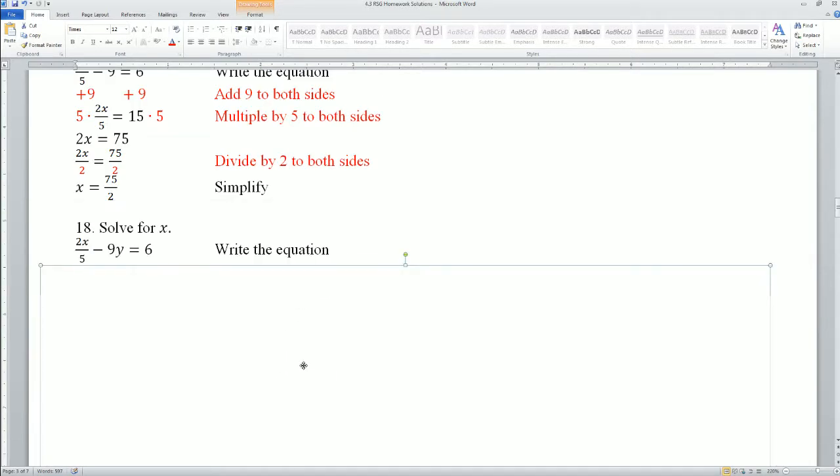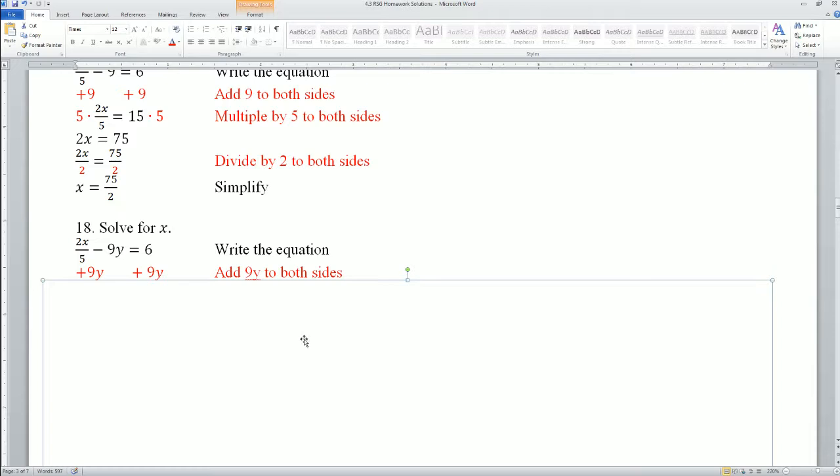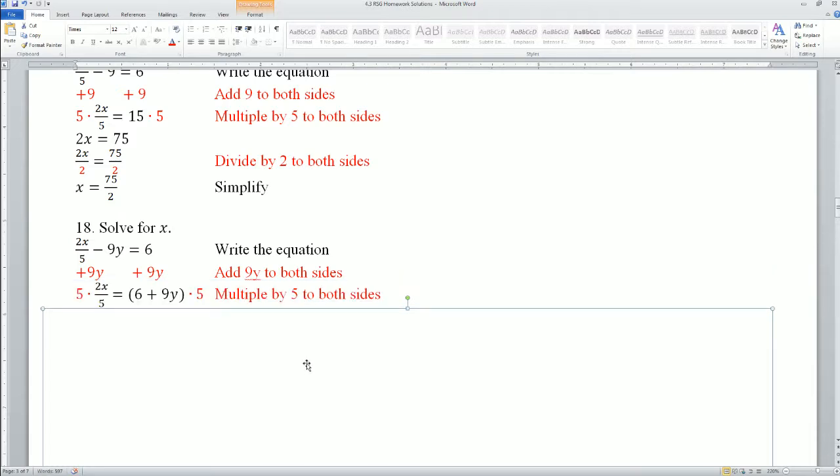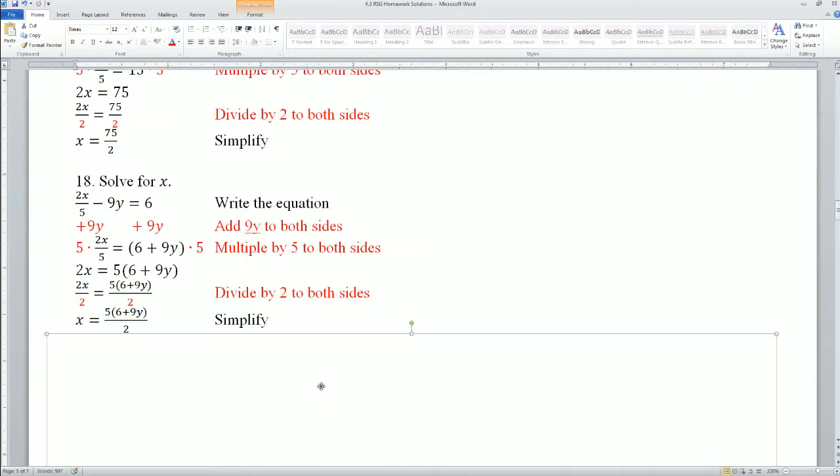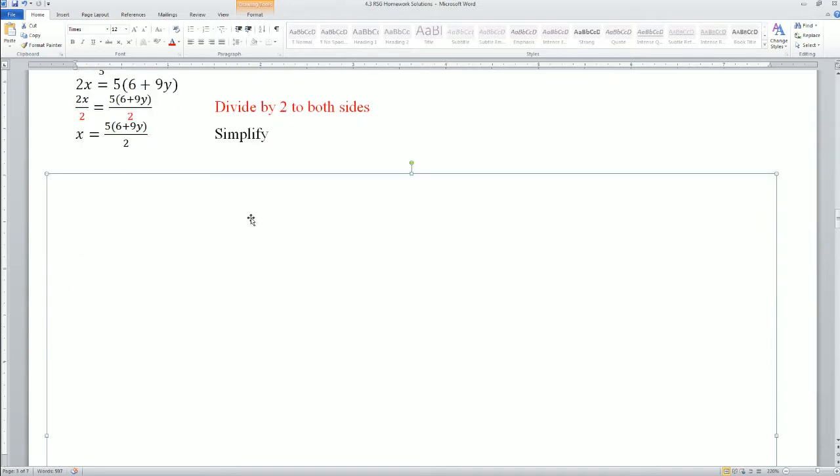18. Here's my original equation: 2x divided by 5 minus 9y equals 6. Add 9y to both sides. Multiply both sides by 5. 2x equals 5 parentheses 6 plus 9y. Divide by 2 on both sides. Simplify: x equals 5 parentheses 6 plus 9y, divided by 2. That is 18.